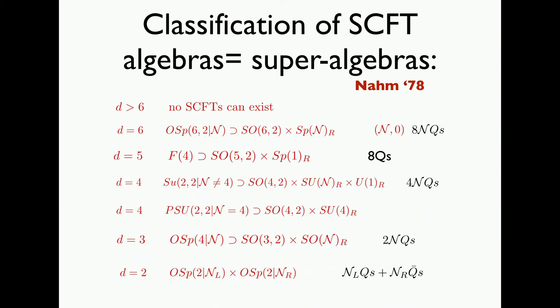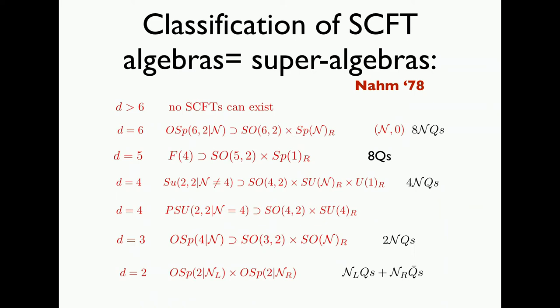The algebra exists for any n, and it contains the conformal group, and then it contains this R symmetry, which is Sp(n). And so this is written as (n,0) supersymmetry. The supersymmetry in this case has to be chiral. So superconformal symmetries in six dimensions only exist with chiral supersymmetry. All of the supercharges have to have the same chirality. And so there are 8n supercharges, so the minimal supersymmetry would be 8 supercharges. That would be (1,0).